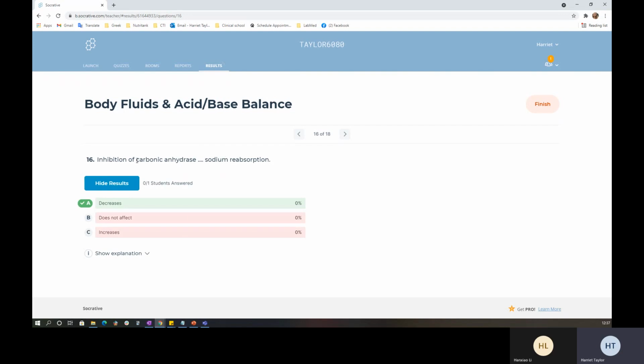So this is basically because our carbonic anhydrase makes bicarbonate, and that bicarbonate is reabsorbed across the basolateral membrane, sometimes in association with sodium. So if we're making less bicarbonate, we're going to reabsorb less sodium. So just go and stare back at the slides if you're confused about that.